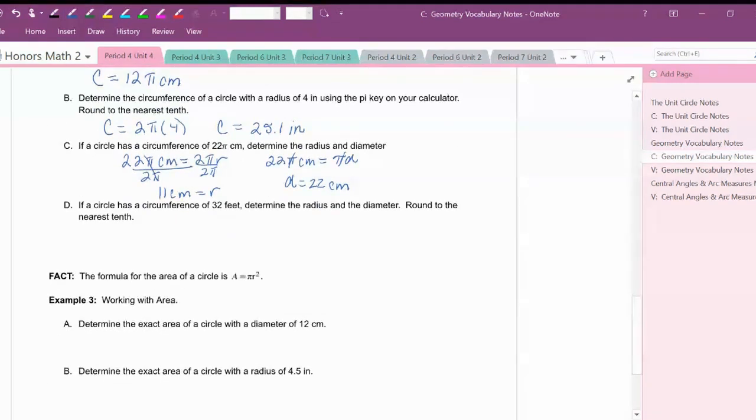The circle has a circumference of 32 feet. Determine the radius and the diameter. So again, I would take 32, set it equal to 2 pi r. 32 equals pi d. And we're going to solve. Okay, so that's 16 divided by pi, and diameter would be 32 divided by pi, and we get our calculator.